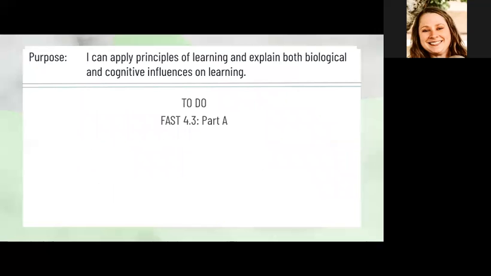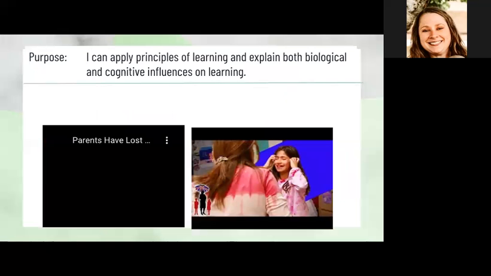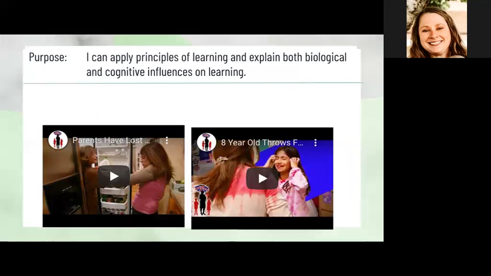So here you will do part A, so you're going to find your own advertisement, and then I want you to think about if there's a behavior that you could recondition yourself. We're not going to do it right now, we're going to move on here.